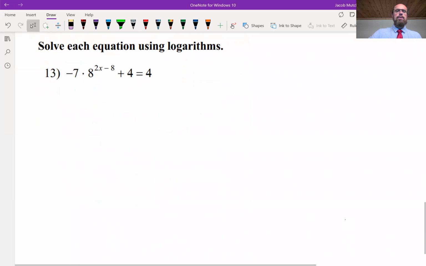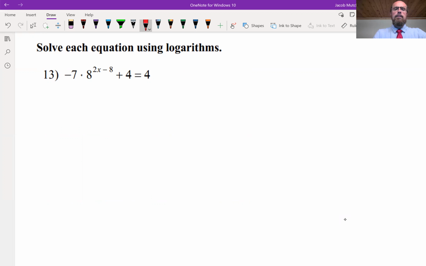So this example is -7 times 8 to the power of 2x minus 8 plus 4 equals 4. So again, my goal is always to isolate the base to the power. So two things to move here, the 4 and the -7. So again, I'm going to subtract 4 first. And we see something happen here that's really telltale. I get a 0 on one side. So it's going to be -7 times 8 to the power of 2x minus 8. But the right side is now 4 minus 4 is 0.